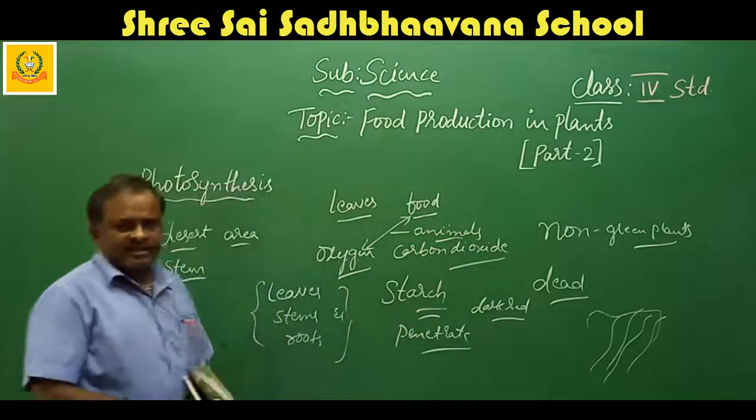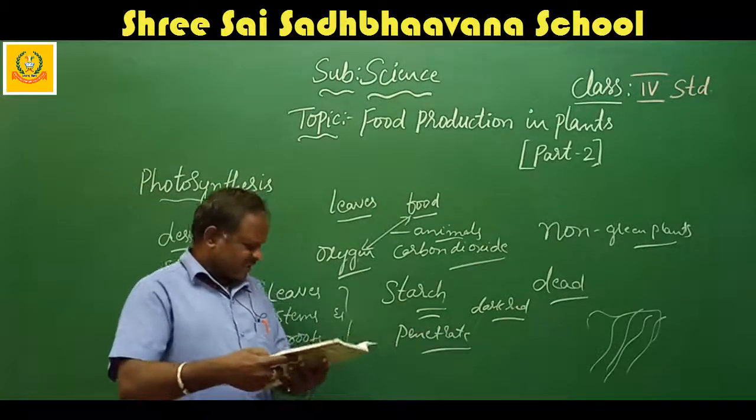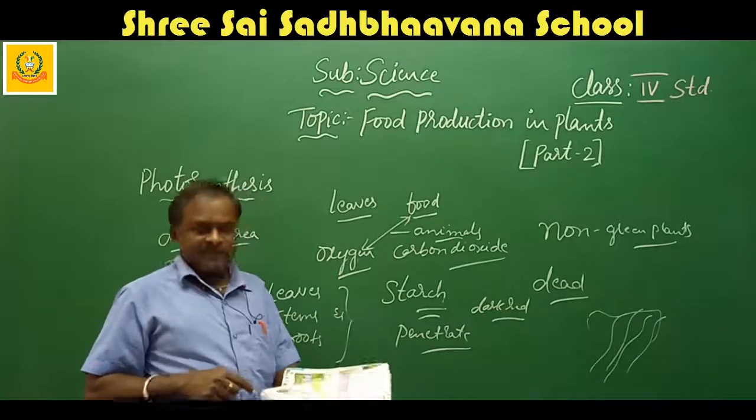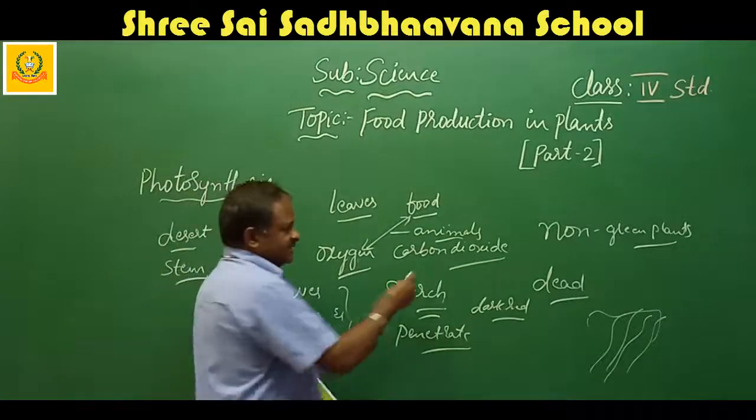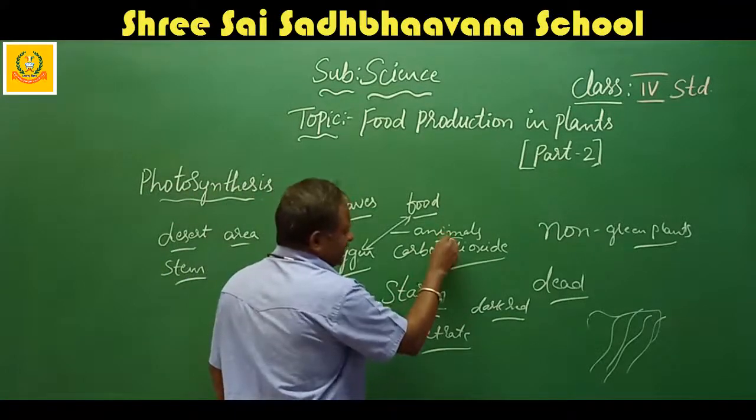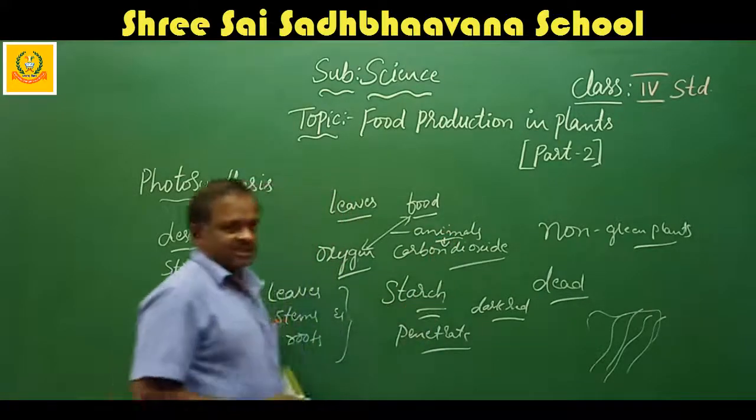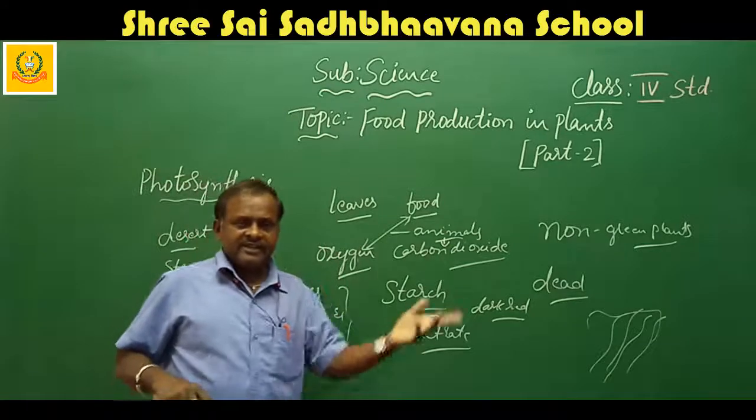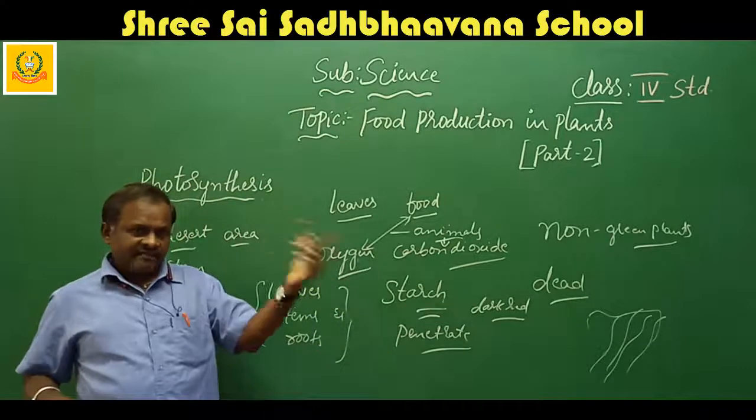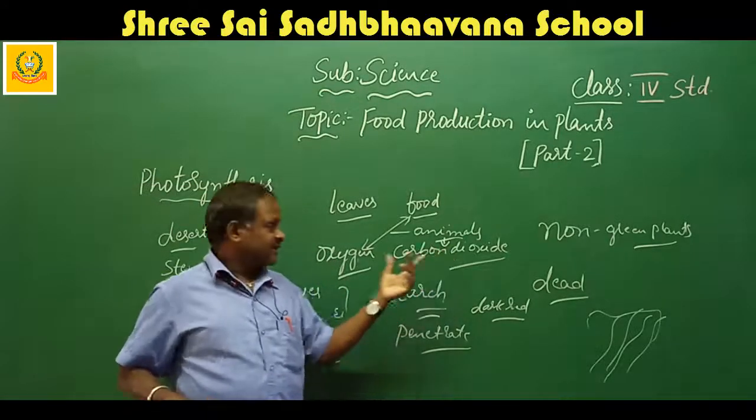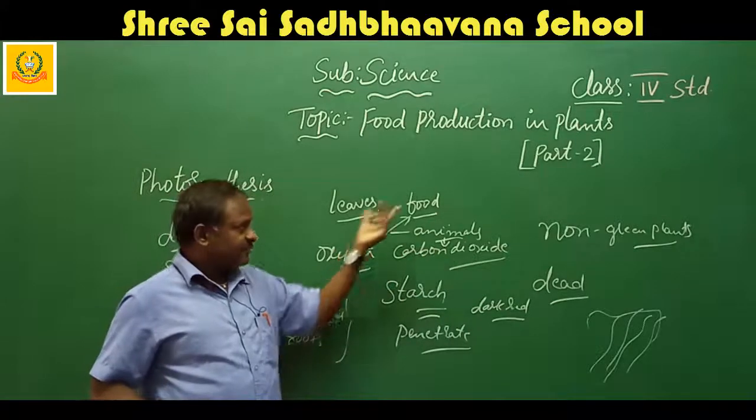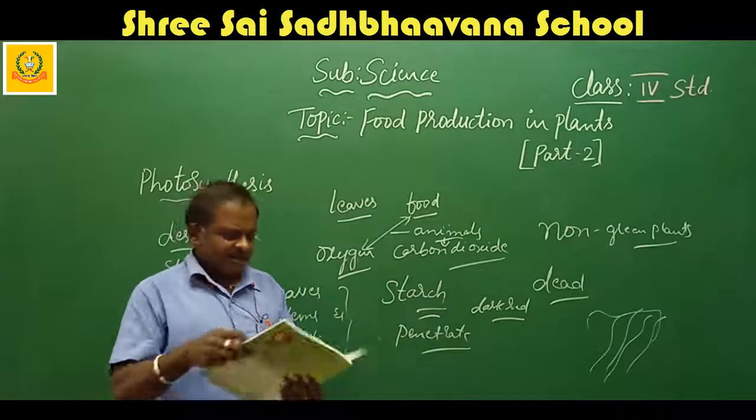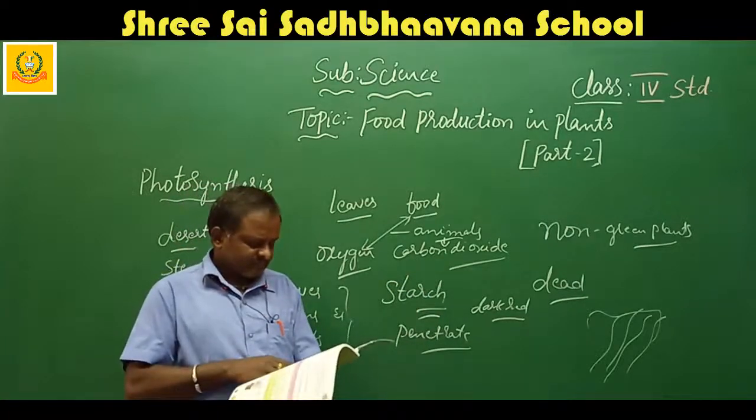Food and oxygen to the animals. These animals, plants need carbon dioxide to prepare food. So this carbon dioxide is given by the animals. That is, while breathing, we are exhaling. That means we are giving out this carbon dioxide. That means they give us oxygen and food. We give them carbon dioxide.